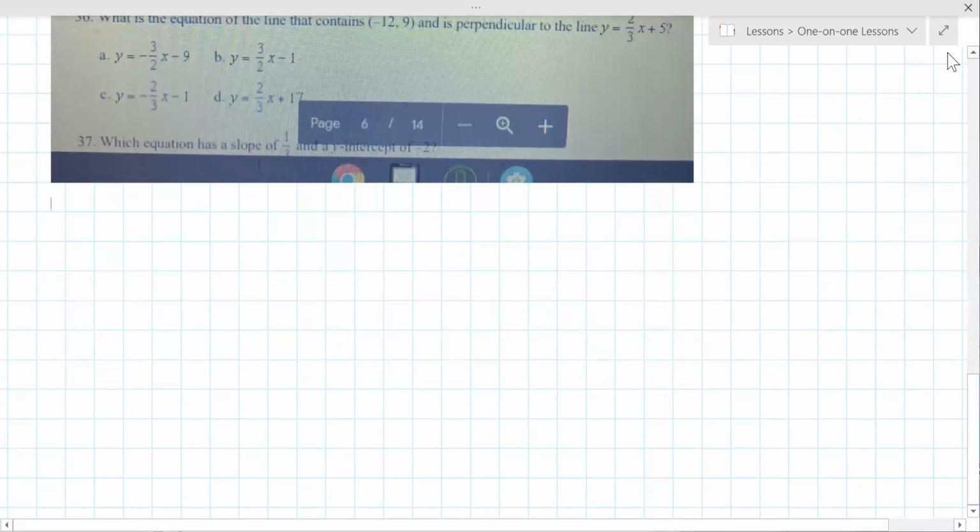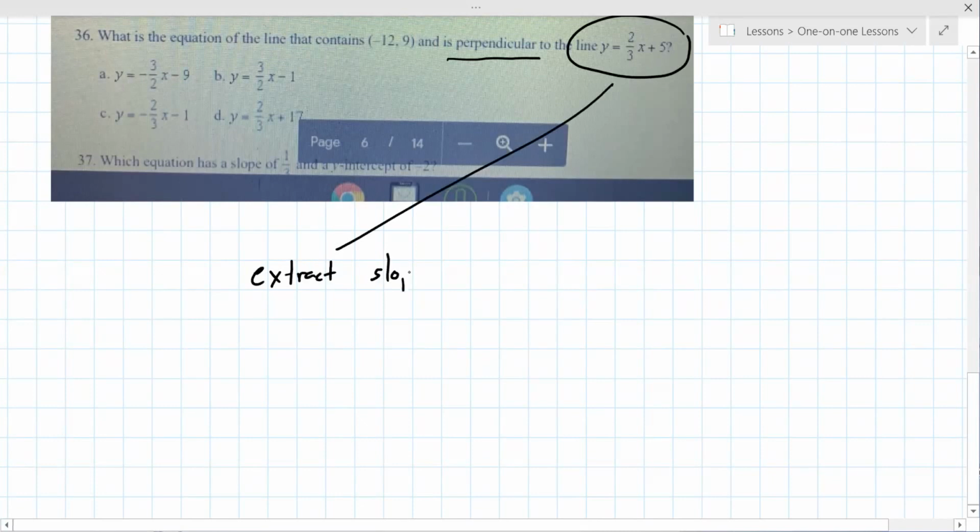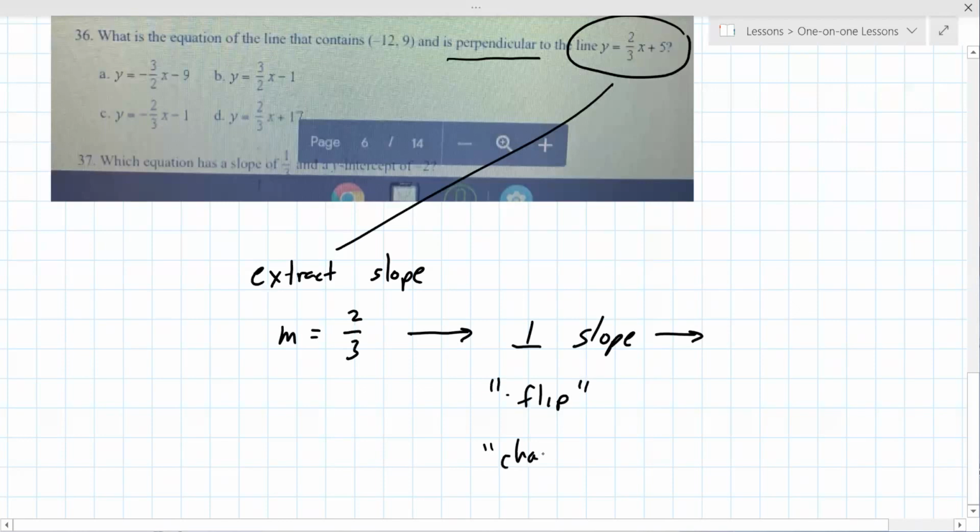All right, what is the equation of the line that contains this point, -12, 9, and is perpendicular, so that's key as well, to the line over here? So we need to extract the slope from this equation here. The slope here is 2/3. That's the slope of this one. Now we have to convert that to a perpendicular slope. And to do that, the steps are you flip and then you change the sign. So sometimes it's called the opposite reciprocal. That's -3/2.